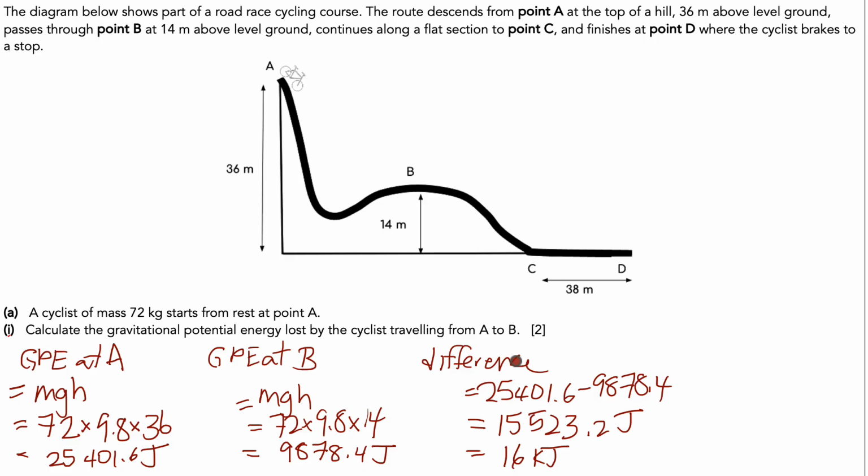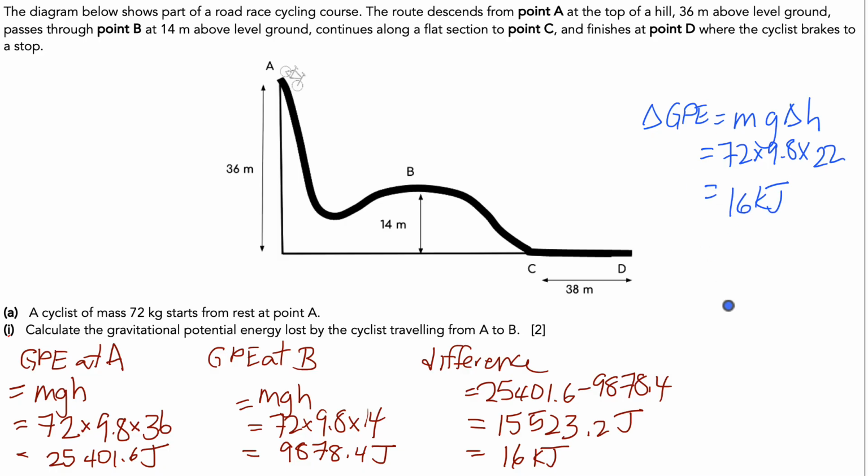Now I said there was another way we could do this. We could have actually just calculated the difference in gravitational potential energy. And in this case, the mass is constant, g is constant, so it's actually just the difference in height. And if I had done this, 72 times 9.8 times the difference, 36 minus 14, 22, I would have been able to get to my answer here as well.